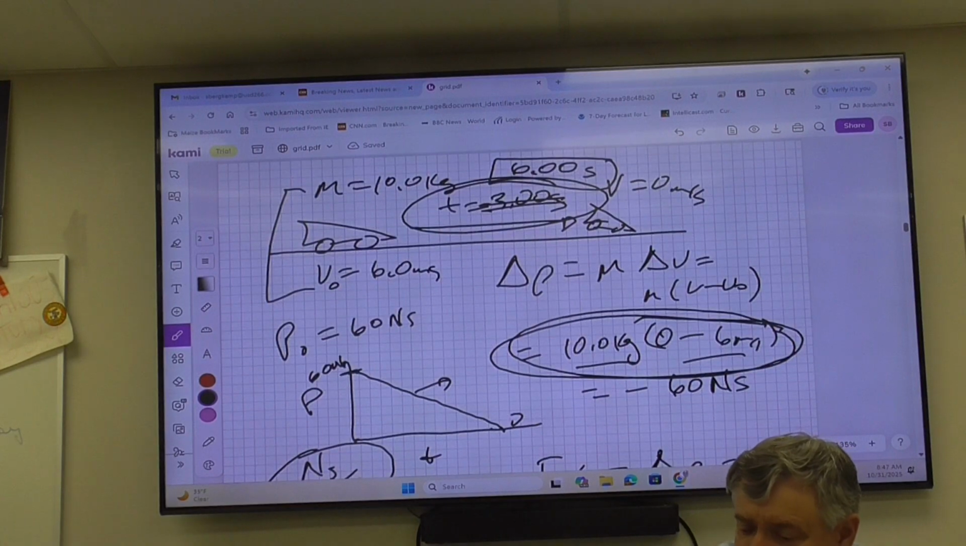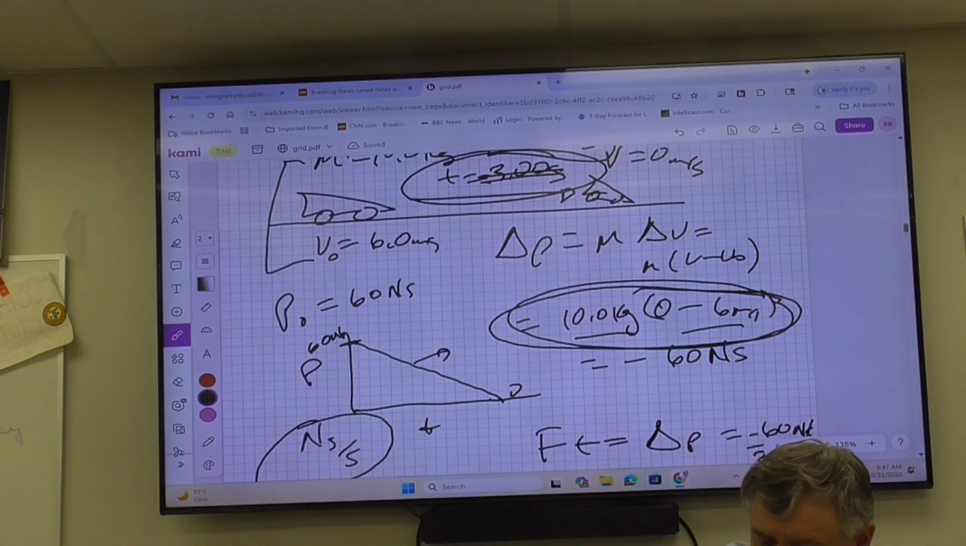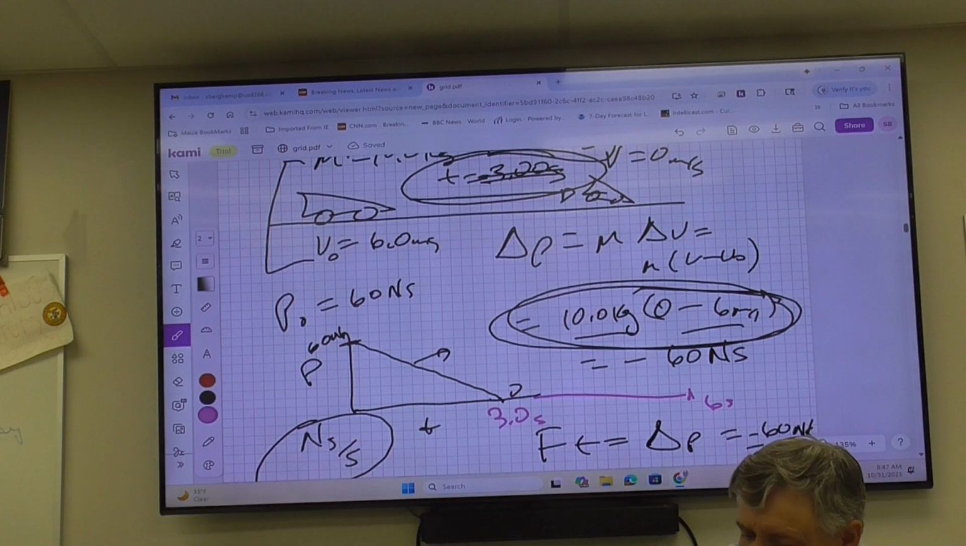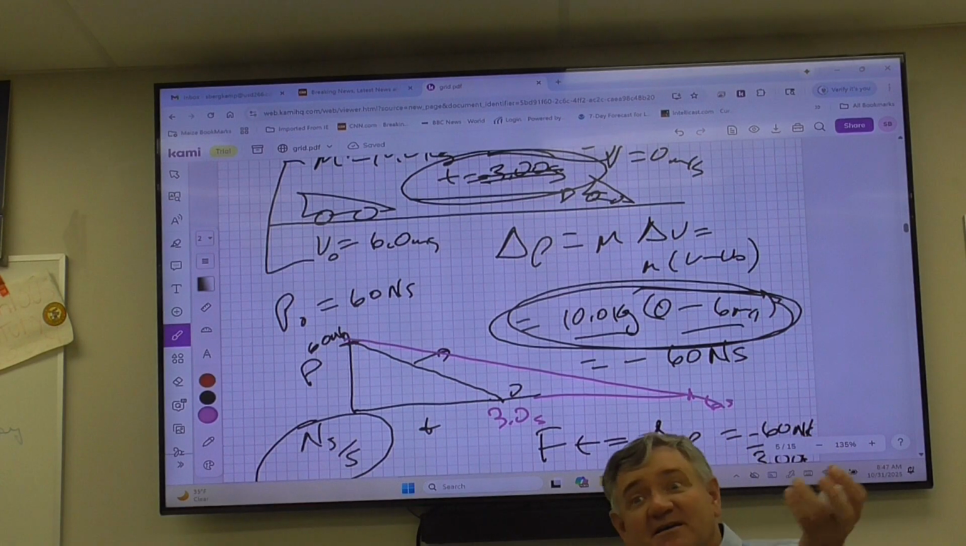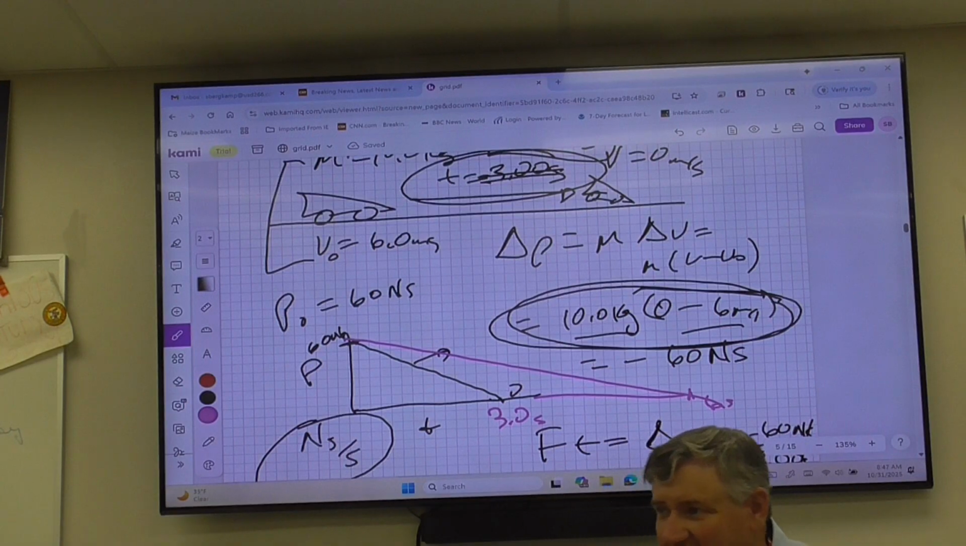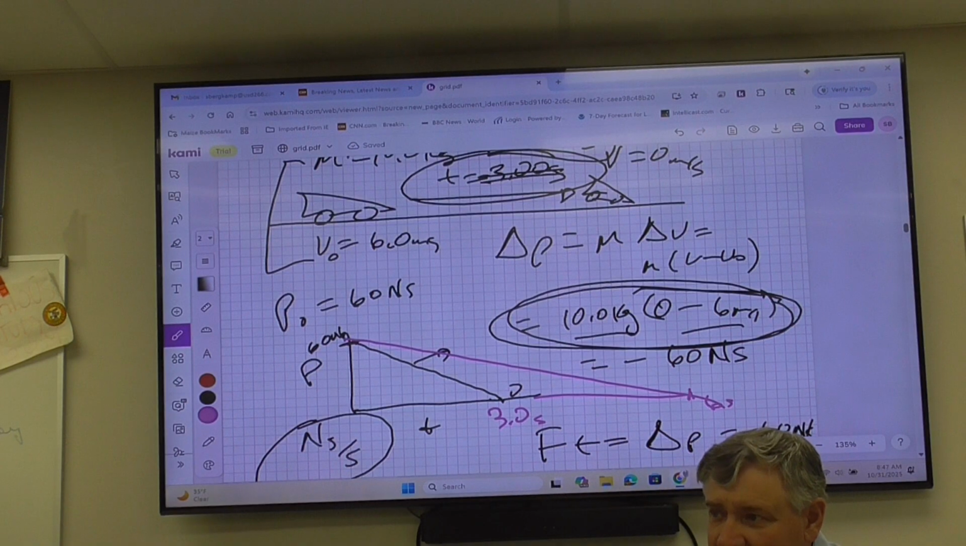But if it took 6 seconds, what would happen to the slope of this line? Instead of being here at 3 seconds, you're going to end up way out here. Maybe less steep. Yeah, because it would be less. The slope would be negative 10 now. Yeah. Okay? That's why you have to focus on what's staying the same and what's changing.